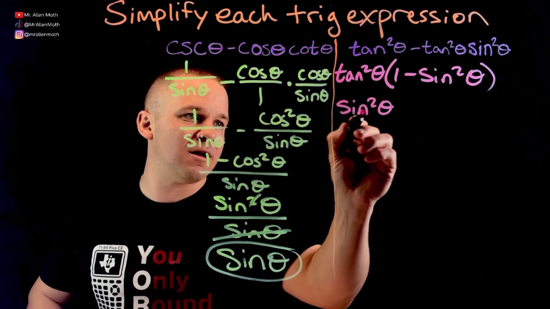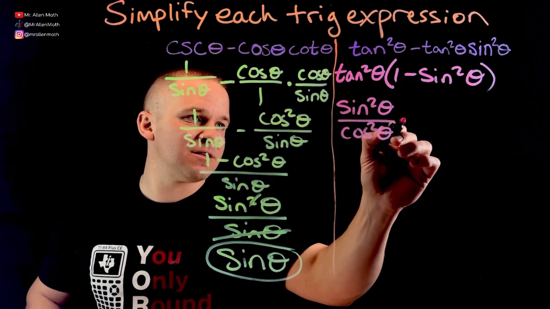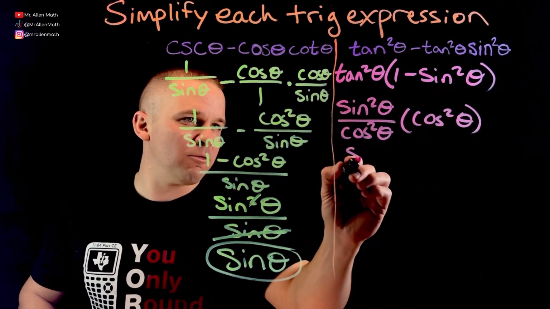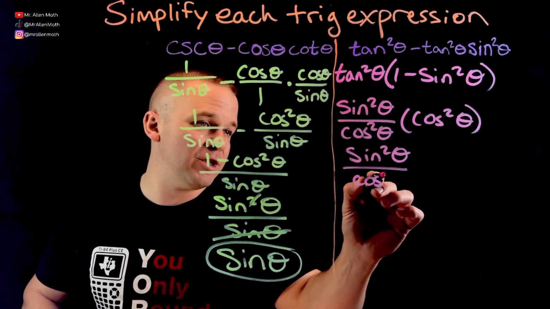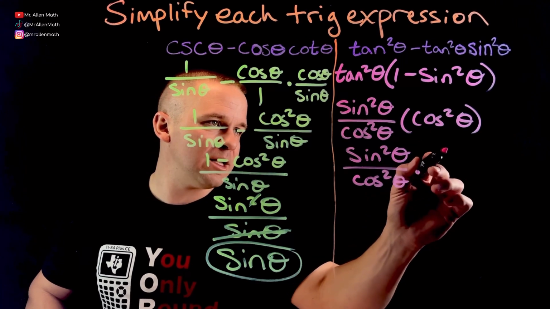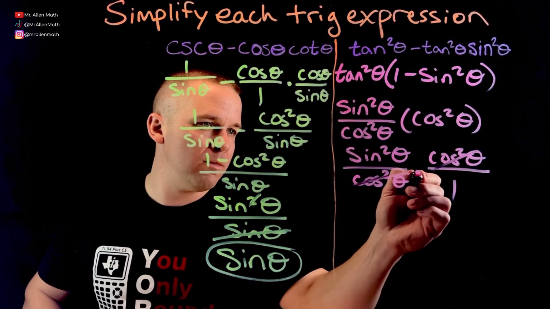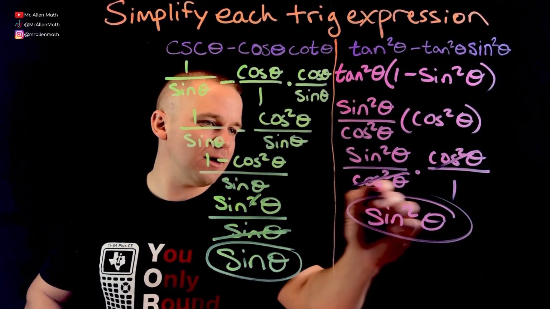So sine squared theta over cosine squared theta. We just said that this is going to be cosine squared theta. Perhaps if I rewrote it like this instead, it'd be easier to see the cancellation that's going to happen. We'll make this cosine squared theta over 1. Boom, boom. Sine squared over 1 is just sine squared theta.